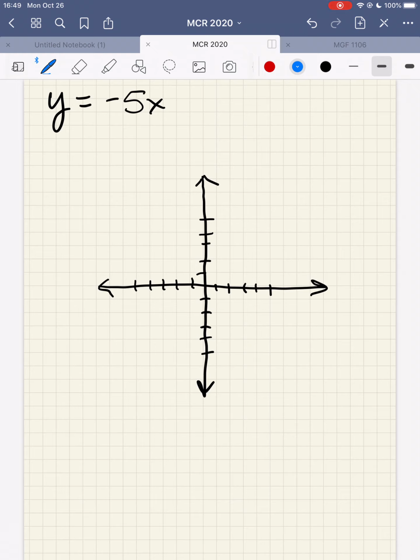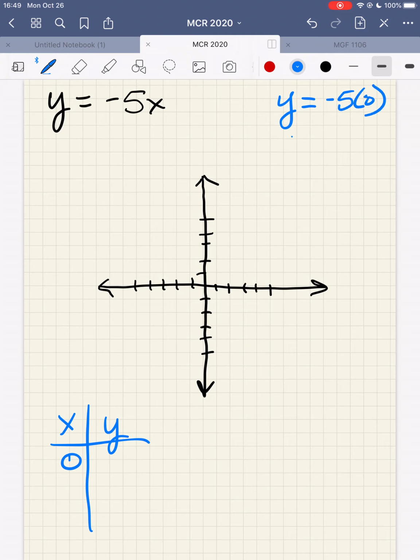Okay, so here's another one. We're going to solve by intercepts. So I'm going to start off making x 0. Something interesting happens here, though. When x is equal to 0, that means y is equal to negative 5 times 0, which means y is equal to 0. So my point is the origin. The origin is both my x and my y intercept.